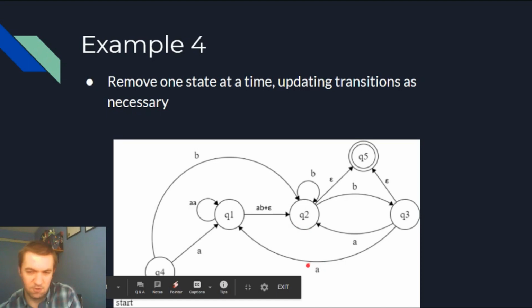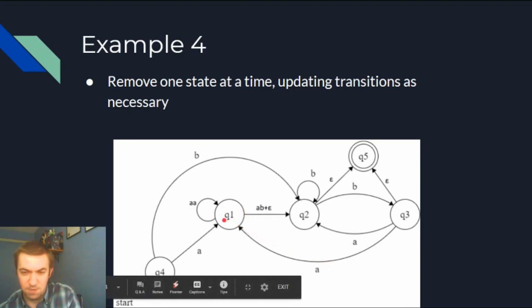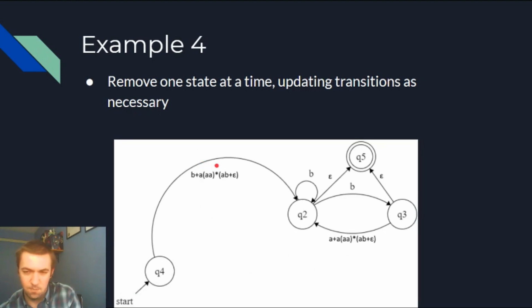Well, it's going to look very similar. It's going to have A followed by AA star, because there can be as many of them as you want, followed by AB or epsilon. Now for the sake of brevity, we're going to combine these three-part terms with the paths that already exist. So to get from Q3 to Q2, we're going to have A or the three-part formula. And to get from Q4 to Q2, we're going to have B or the three-part formula. And here's what it's going to look like.